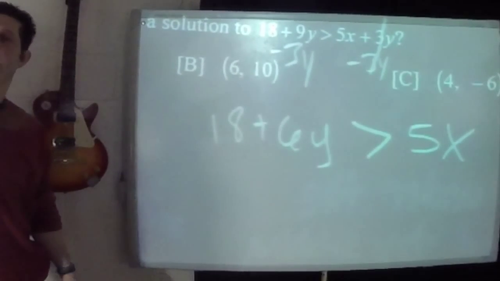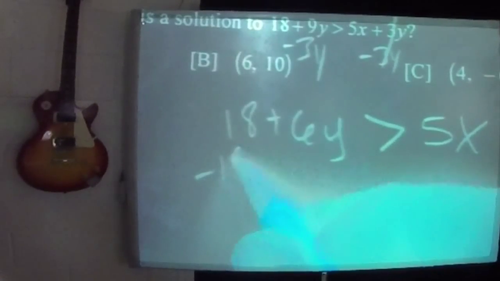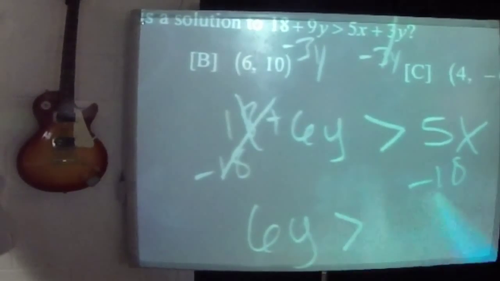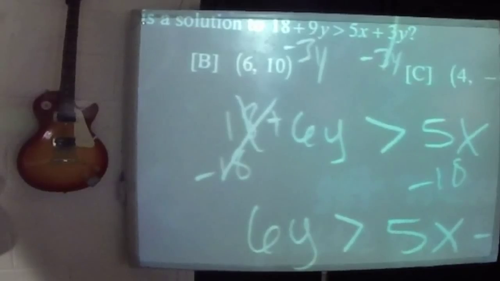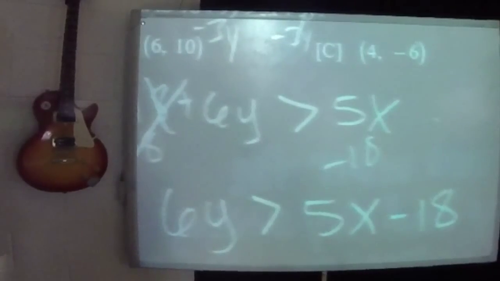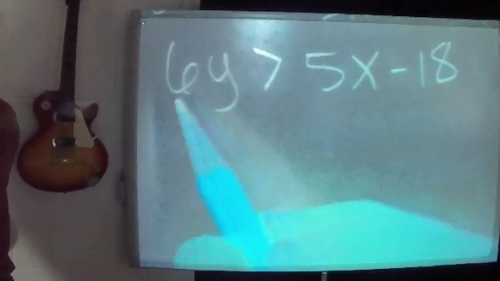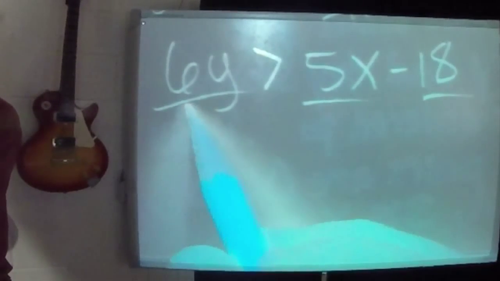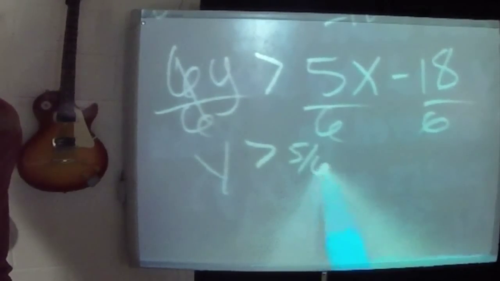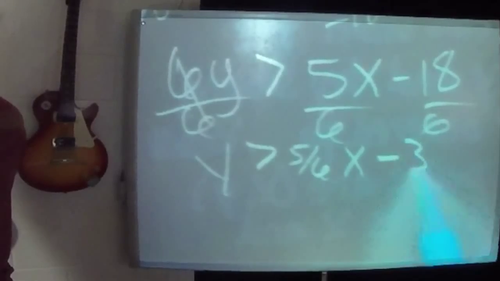What are you going to move next? 18. Don't put it with the x, just put it next to the x. 6y is greater than 5x minus 18. Divide all three things by what? 6. Sign flip? No. All right, so y is greater than 5/6 x minus 3.